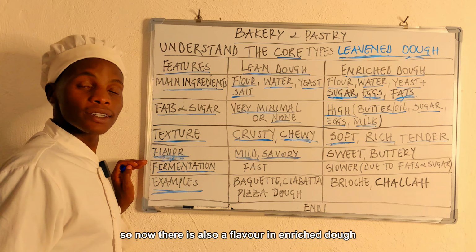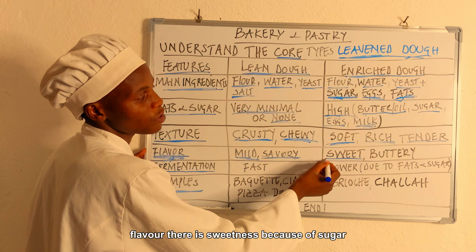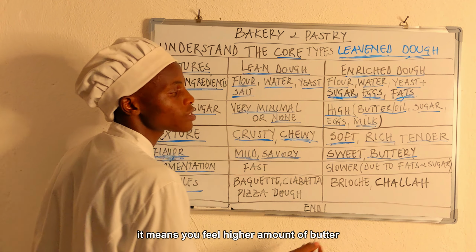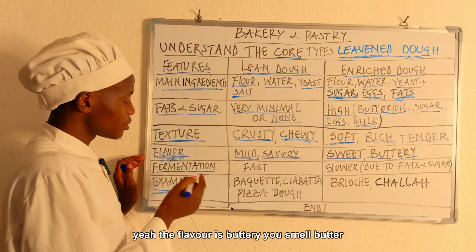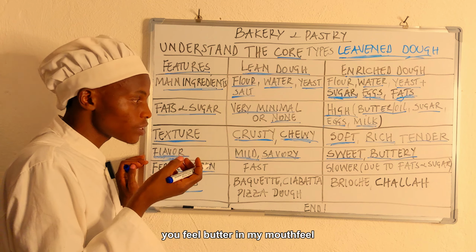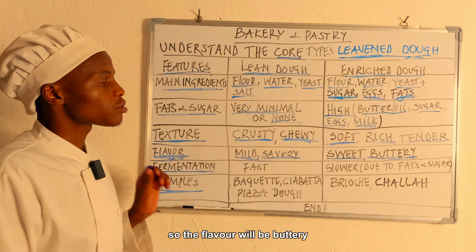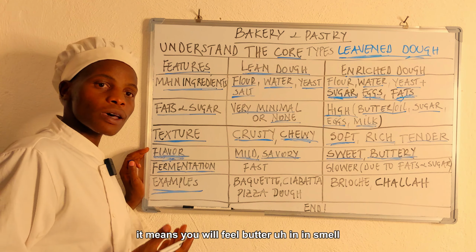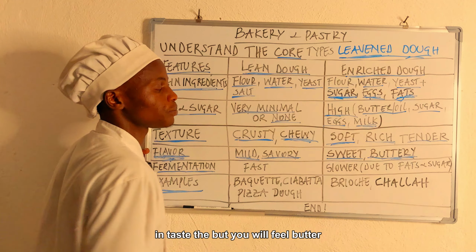Now there is also flavor in enriched dough. There is sweetness because of sugar. It is buttery. When you say it is buttery, it means you feel a higher amount of butter. Yeah, the flavor is buttery. You smell butter. You feel butter in your mouth. As long as this enriched bread has high butter content, the flavor will be buttery. It means you will feel butter in smell and in taste.